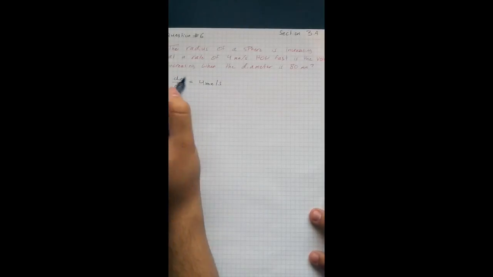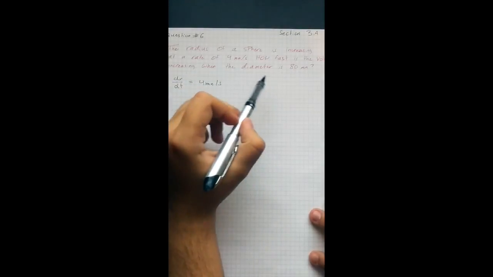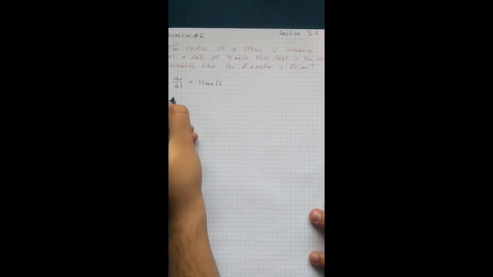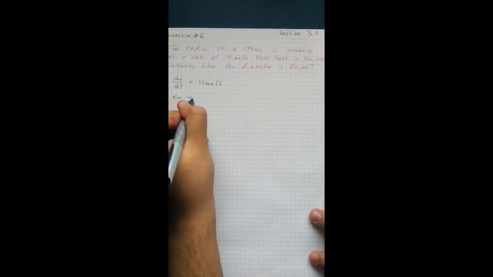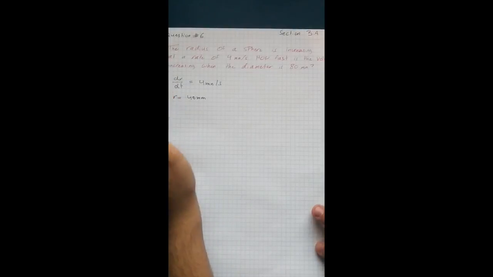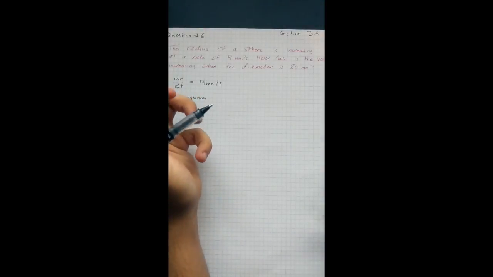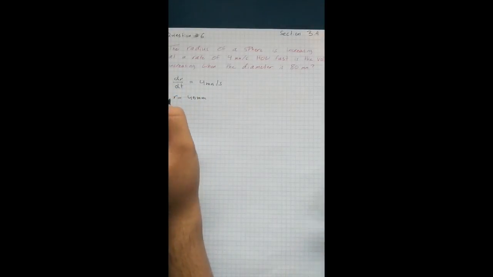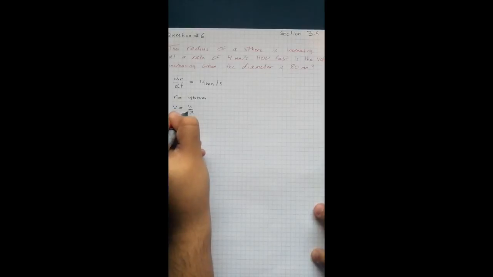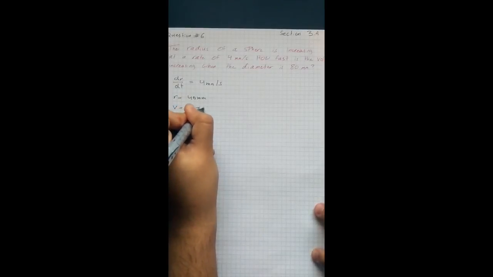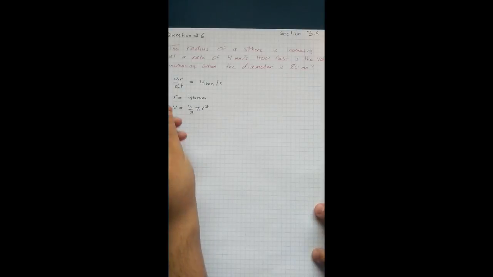And the radius of the sphere is half the diameter, and they give us a diameter of 80 millimeters, so the radius will equal 40 millimeters. So in order to find the rate of variation of volume of the sphere, we derive the expression of the volume with respect to time. But first we have to know the formula of the volume of the sphere, and that is volume is equal to 4/3 pi r cubed.